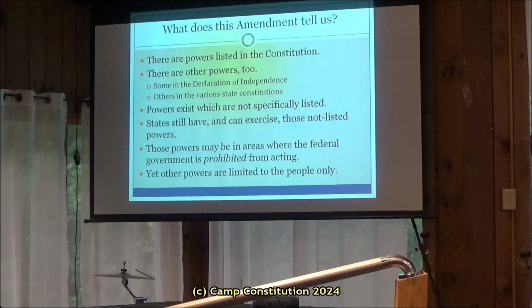It also tells us that there are powers listed in the Constitution. Those are the enumerated powers. Article 1, Section 8, plus some other places. And that there are other powers of government. Some of these are listed in the Declaration of Independence. There's others that are listed in the various state constitutions.